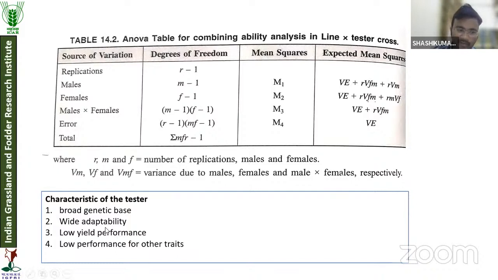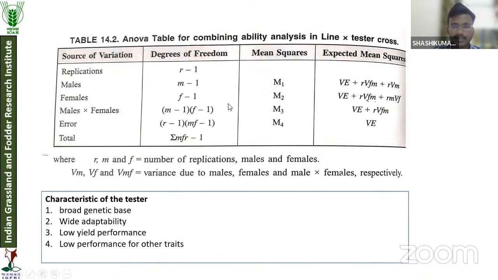Because, as you know, the tester has lower yield performance for the traits, any superior performance which you observe in the progeny is majorly because of the lines. So then you can pick up those lines for hybrid development. So this is the main concept in line by tester.